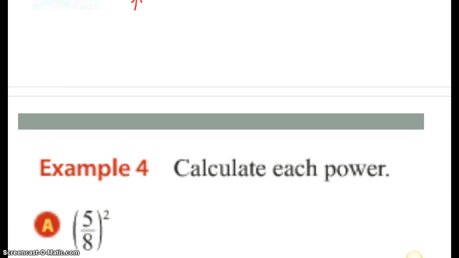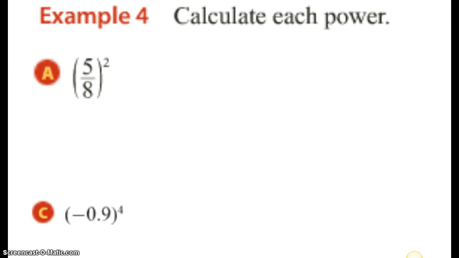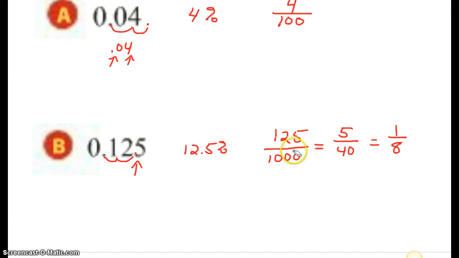Okay, and so here we go. Let's do the next example. You could also go backwards with these two. 1 over 8, you would do 1 divided by 8, which gives you 0.125. Then you could find the percentage. So you can really go either way with these.